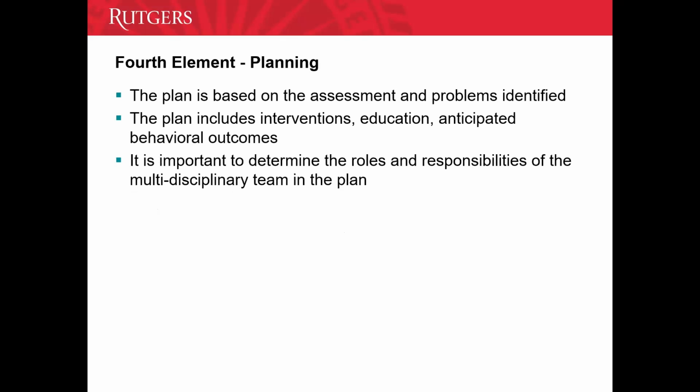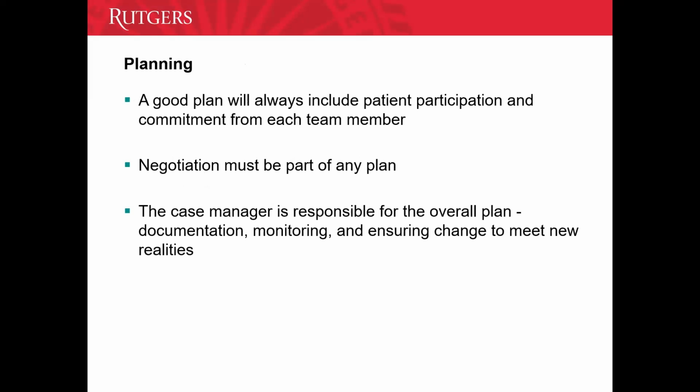Okay, so of course, after we do our assessment, the next thing we have to start doing is planning. Our planning is going to include our interventions, our education, and any anticipated behavioral outcomes. It's important to determine the roles and responsibilities of everybody on the team. So if you're the case manager, but you have somebody else doing DOT, they have to understand their responsibilities, that if somebody's not being compliant or not adhering, or there's anything going on that's wrong, they have to come back and report it to you. The patient has to be involved and know their responsibilities, that they have to show up for DOT and their appointments. So we're all on the same page.